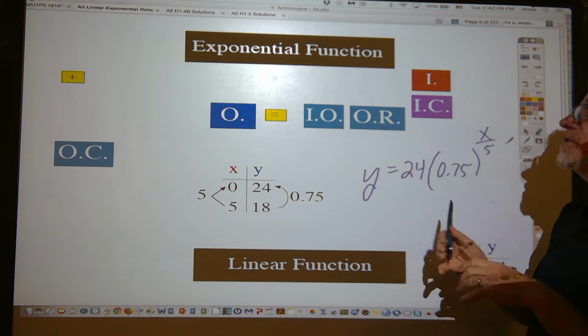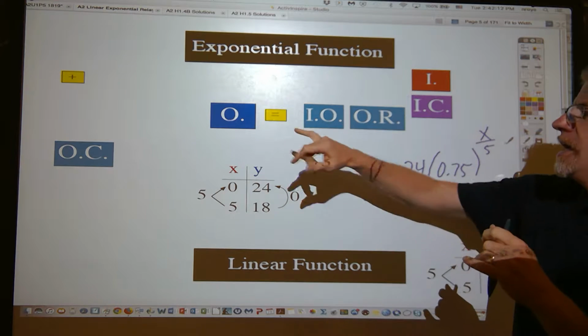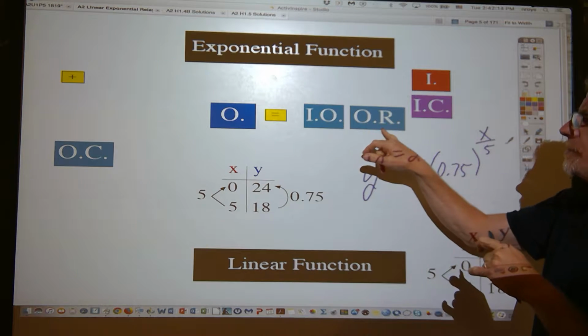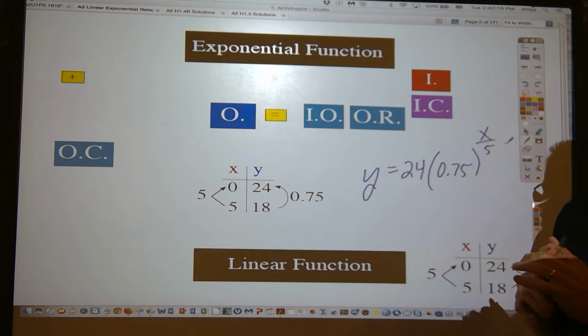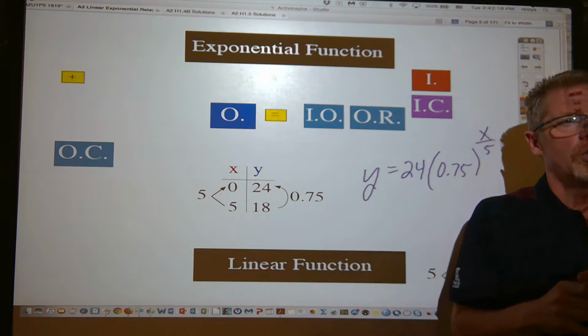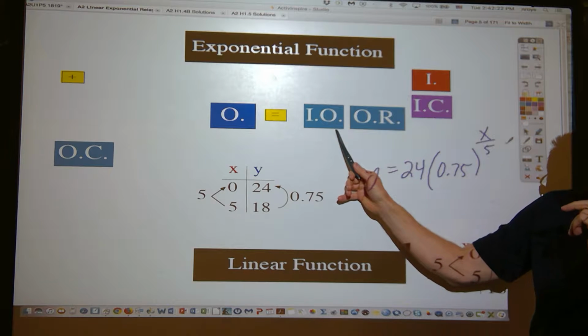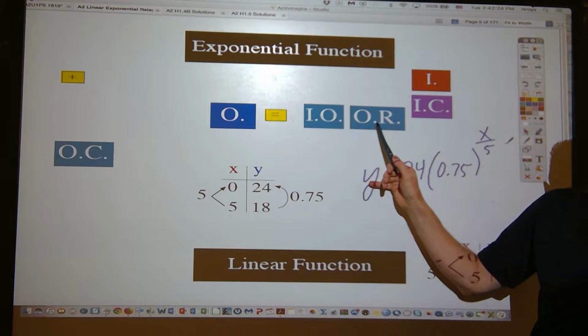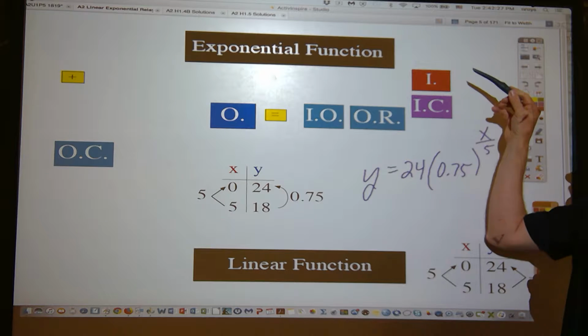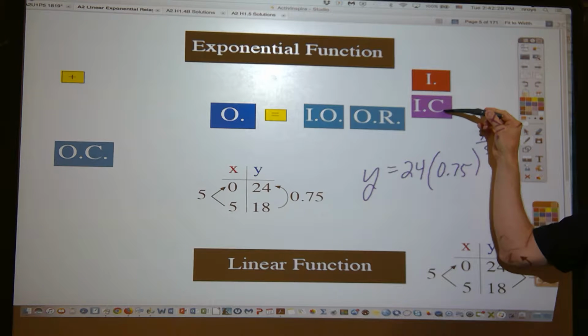So when I say go, I'd like all of you to say out loud and in unison, output equals initial output times output ratio to the input over input change. Let's try it. Ready? Go. Output equals initial output times output ratio to the input over input change.